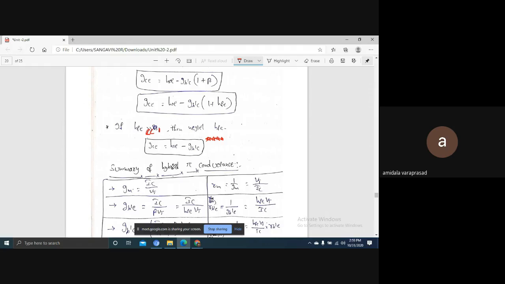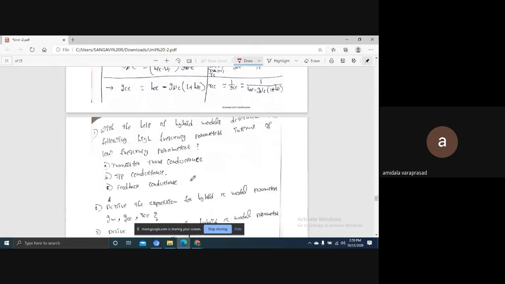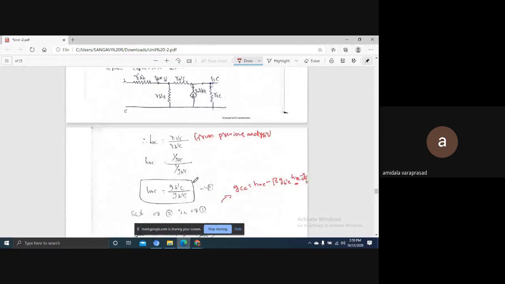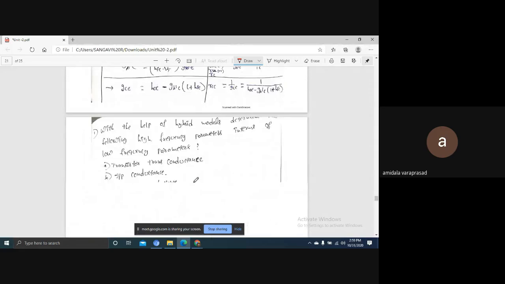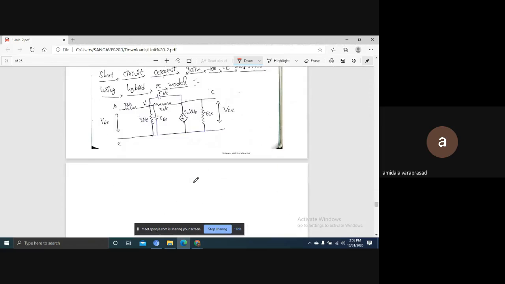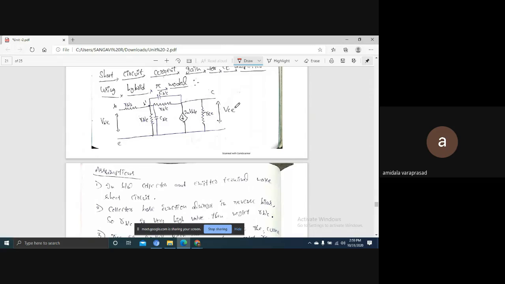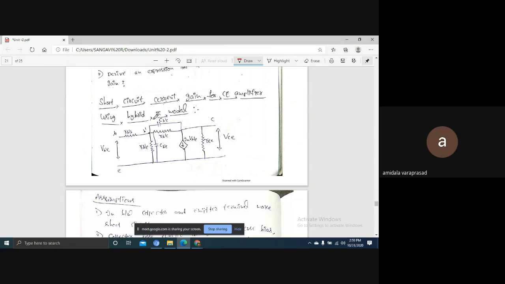Okay, this is about output conductance. Now here, a very important question: short circuit current gain for a CE amplifier using the hybrid pi model. Now, this is a hybrid pi model.